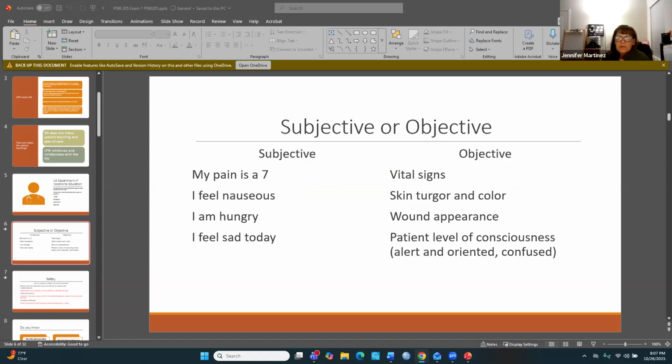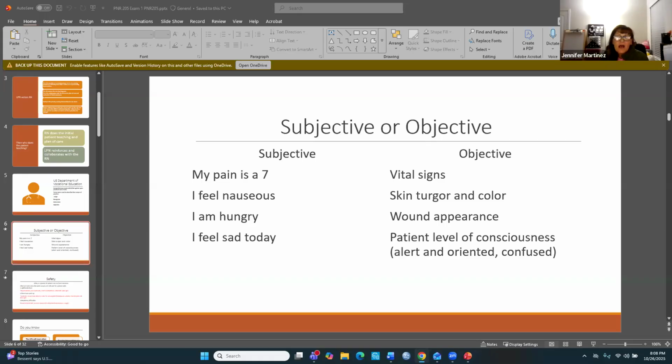We do our assessment, right? We're gathering subjective or objective information. So remember, subjective information is anything that the patient tells us or the caregiver tells us. We can also say these are symptoms. So my pain is a 7 out of 10. I feel nauseous. I'm hungry. I feel sad today. And these are things that are a little bit more difficult to measure.